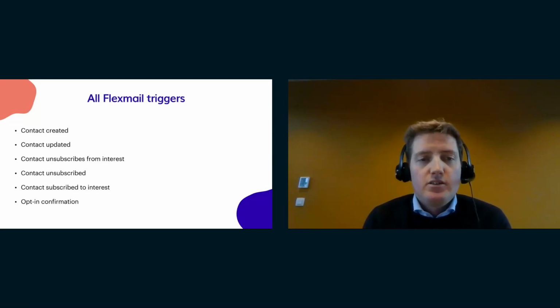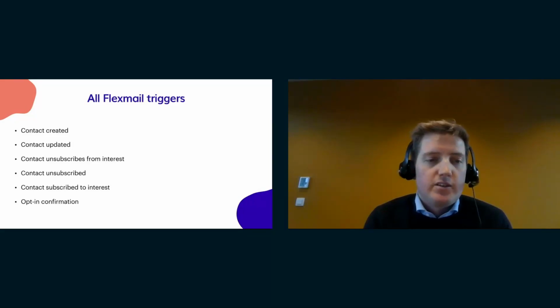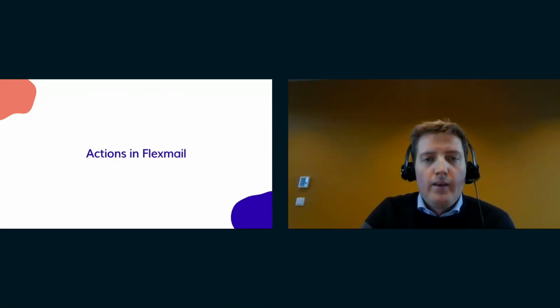So when a contact is added to an interest. And the opt-in confirmation is when a contact confirms their opt-in in Flexmail. So when you have an opt-in form, and the contact enters the opt-in form and confirms their subscription, you can pass on this information. So those are all the Flexmail triggers. Now we'll go to the actions in Flexmail.